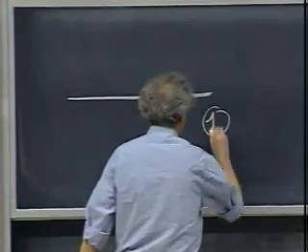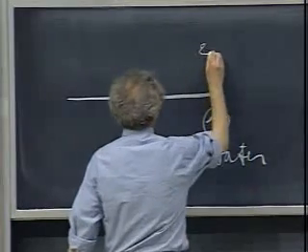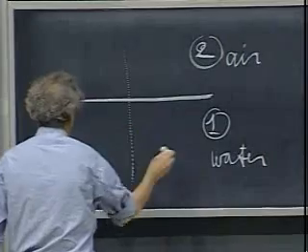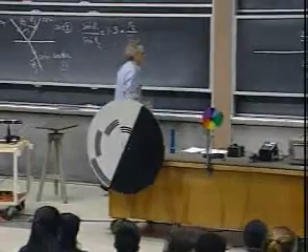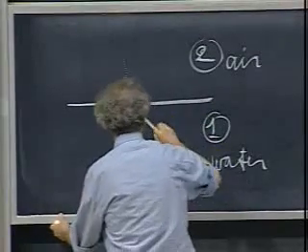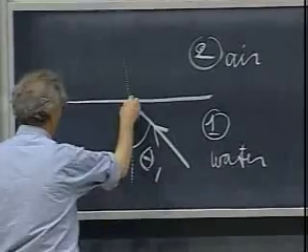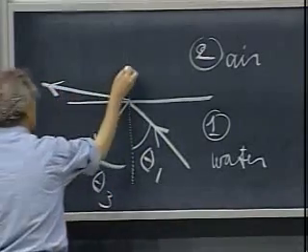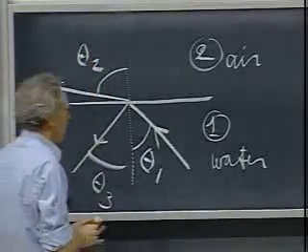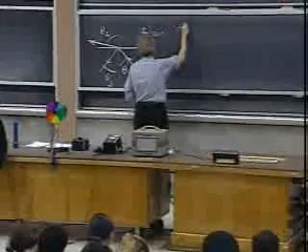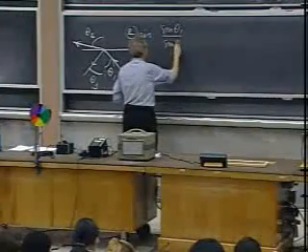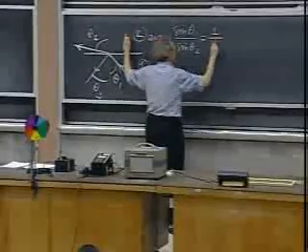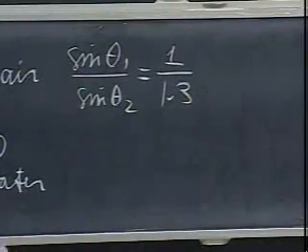So now my medium 1 is now water, and my medium 2 is now air. And so now I go from here to here, and so here I have my angle of incidence, theta 1, and here I have my angle of reflection, that is this theta 3, and now here I have my angle theta 2. And so if I write down now Snell's law, then I get the sine of theta 1 divided by the sine of theta 2 is now n2 divided by n1, but n2 is 1 divided by 1.3 if we go from water to air.